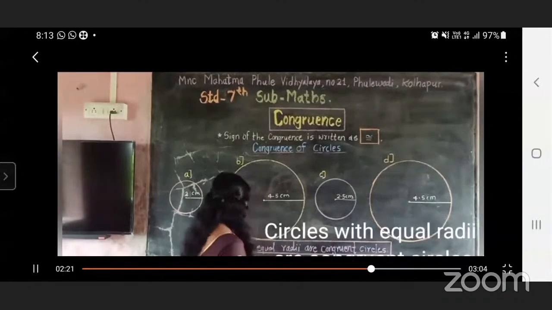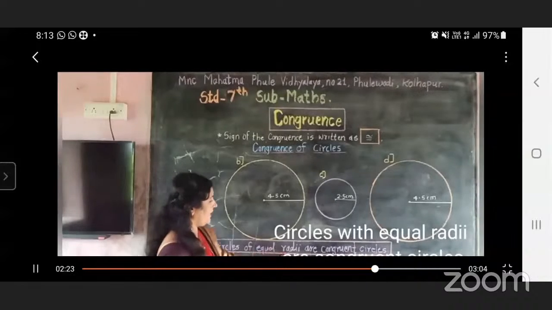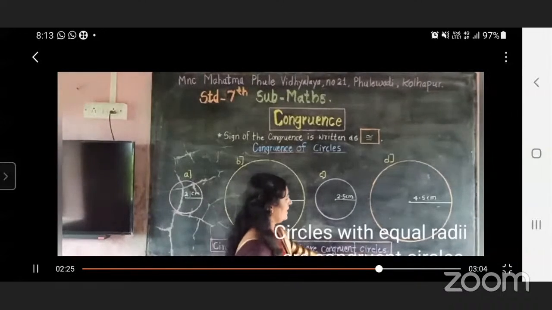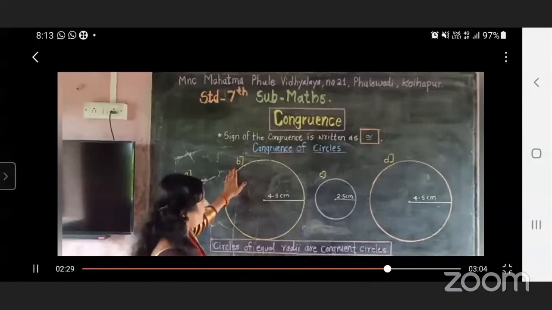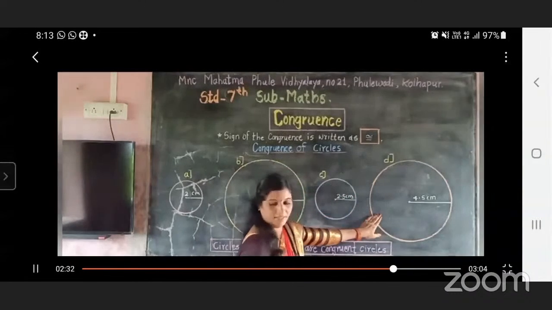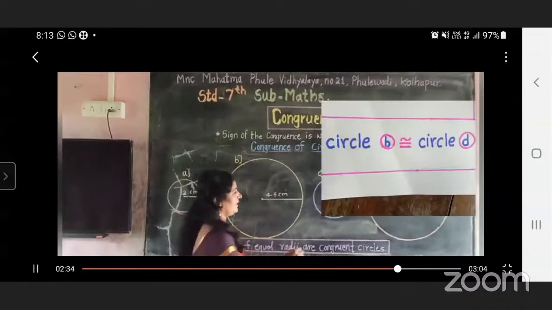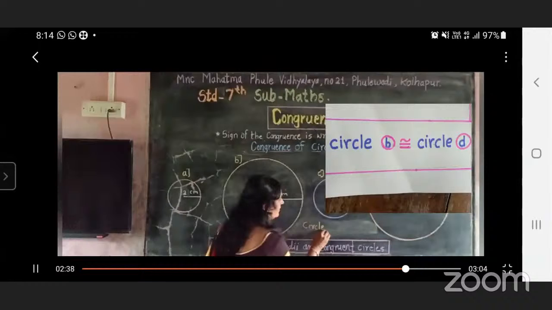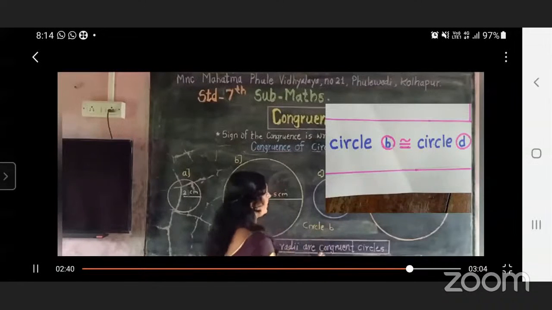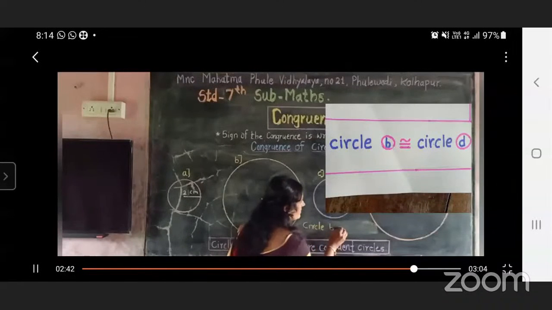Because of that, we can say that circles of equal radii are congruent circles. So in these figures, circle B is congruent to circle D. It is written as circle B congruent to circle D.